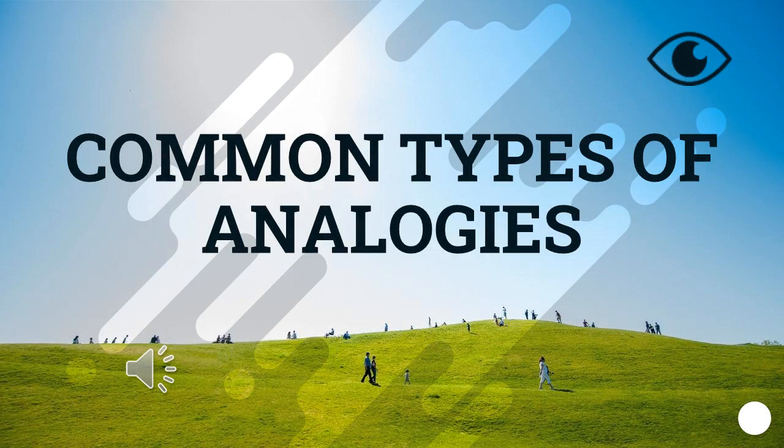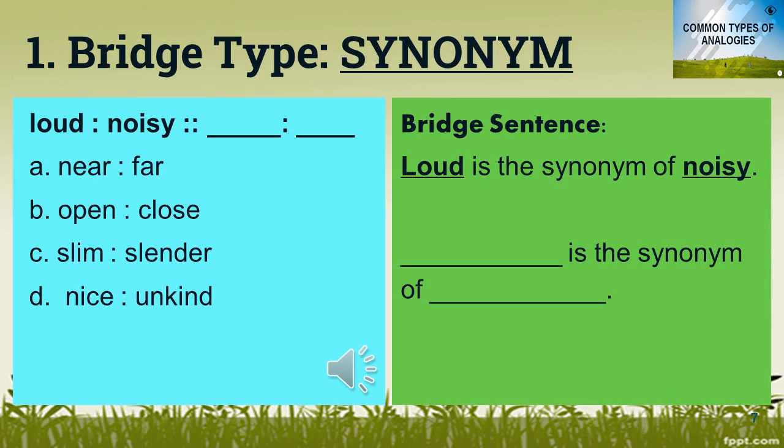What are the common types of analogies? The first bridge type is synonym. Synonym refers to words having the same meaning. For example, loud is to noisy as blank is to blank. The bridge sentence is loud is the synonym of noisy.